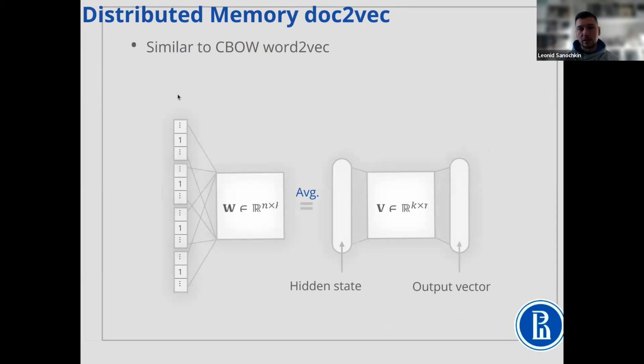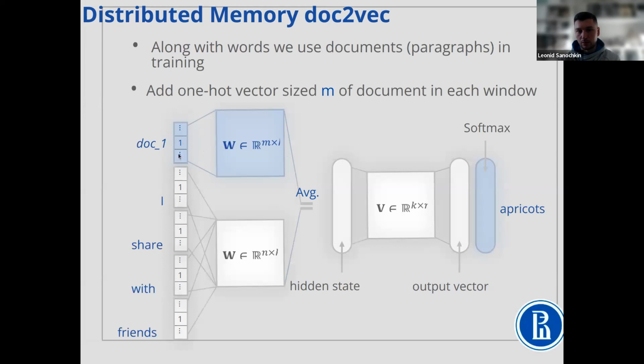We can add an additional vector, which will be our document representation, and then learn it accordingly with our word embeddings, and then use this token for representing the document. So we average this vector, and later after training is finished, we'll get the document embedding here, and this is quite insightful.